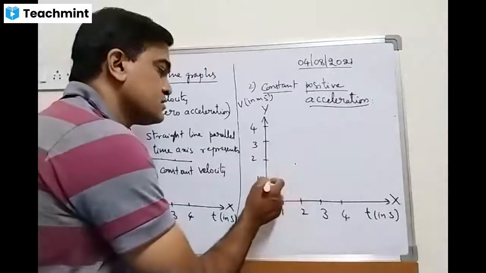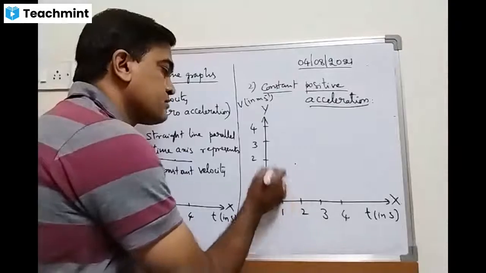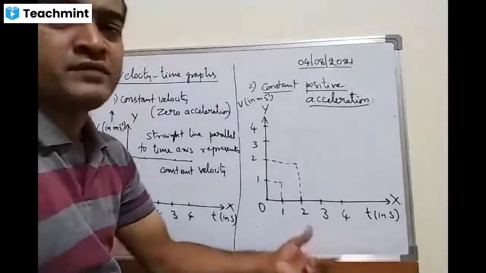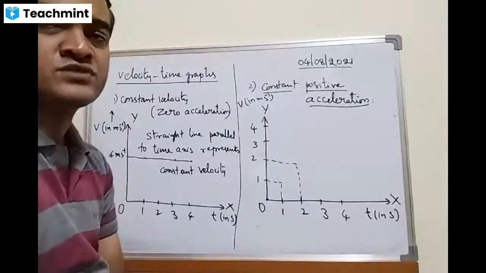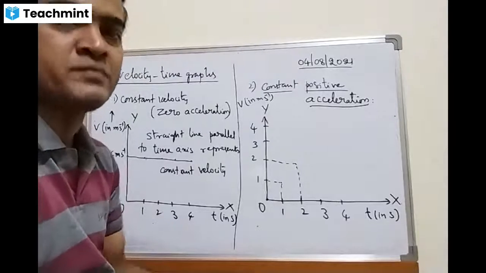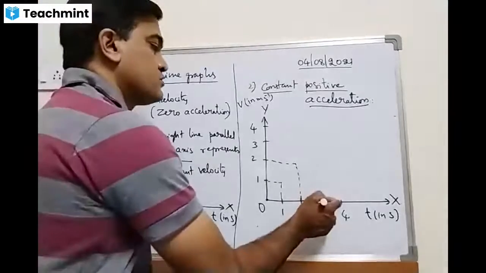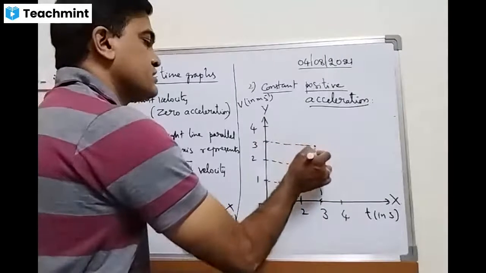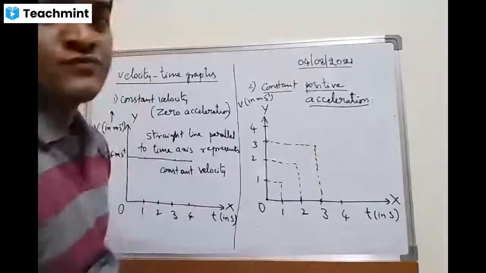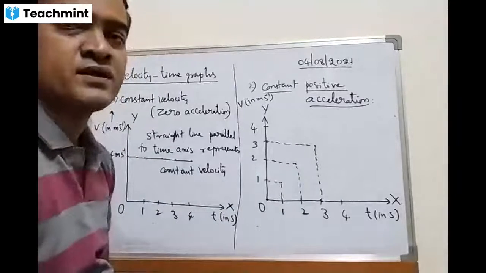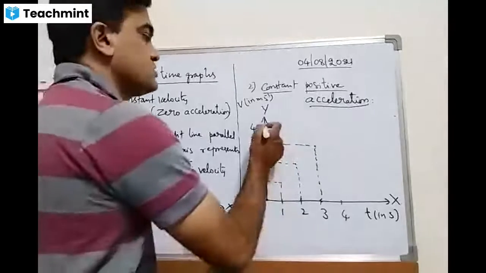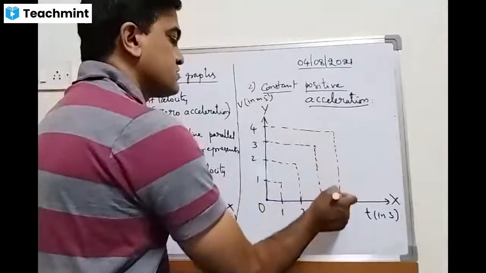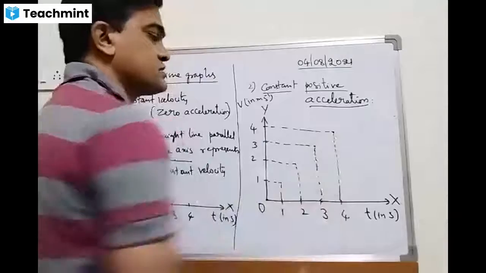For 2 seconds, 2 meter per second. And at time t equal to 3 seconds, I could see the velocity of the particle as 3 meter per second. So somewhere here. Again, at 4 seconds, I could see the velocity of the particle as 4 meter per second.